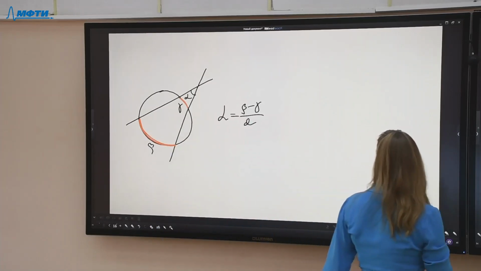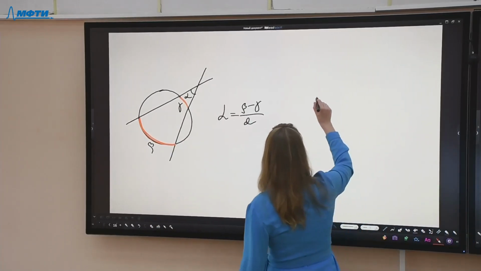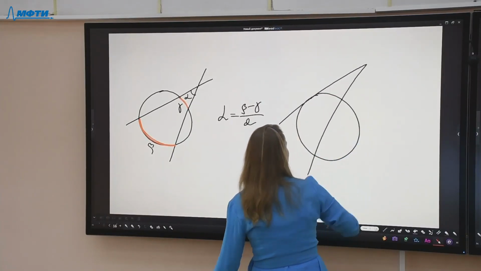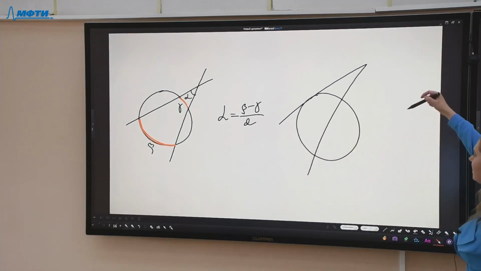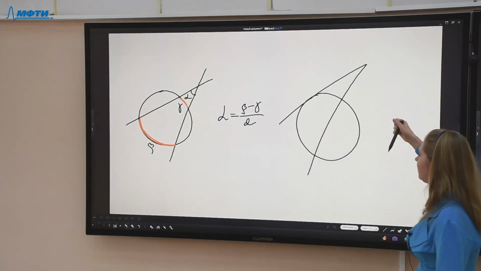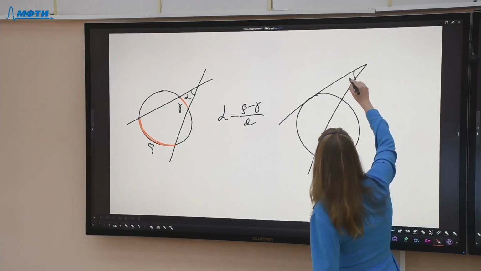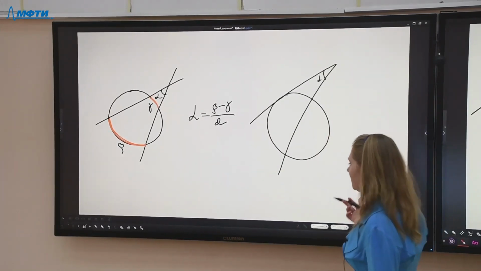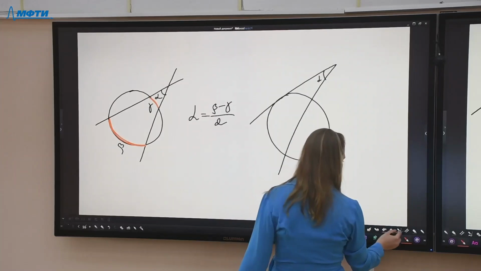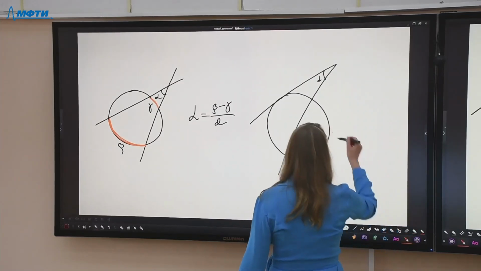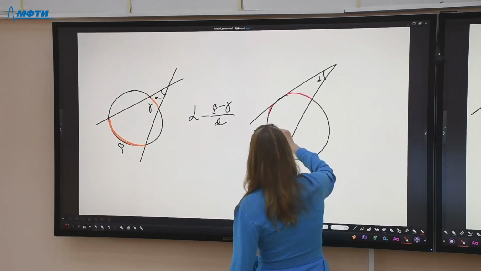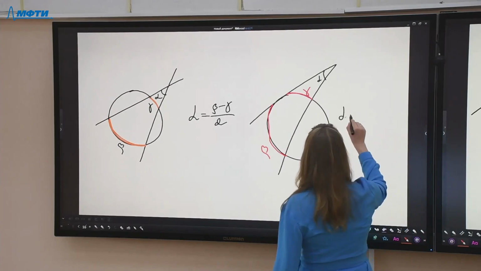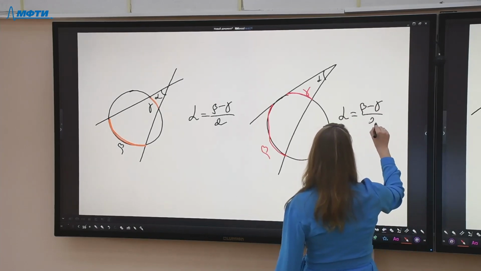And if we have one secant and one tangent line to a circle, this is a tangent line, and this is a secant, and they intersect at a point outside the circle, we can find this angle alpha. And again, this angle is half of the difference between two intercepted arcs. This arc and this. This is beta, this is gamma. So alpha is beta minus gamma over 2.